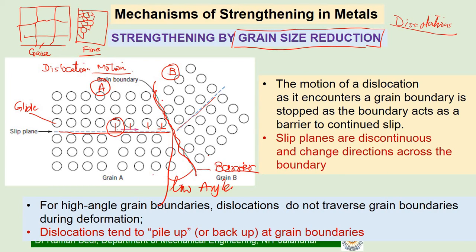But when I consider large angle boundaries, what happens is that this dislocation is interrupted. The motion of the dislocation is interrupted, and that is what we said in our previous discussion: you can impede the dislocation motion, and this will help us in increasing the strength of the material.